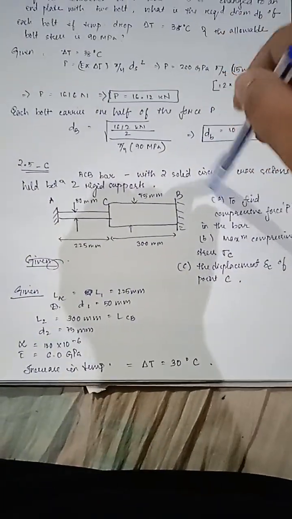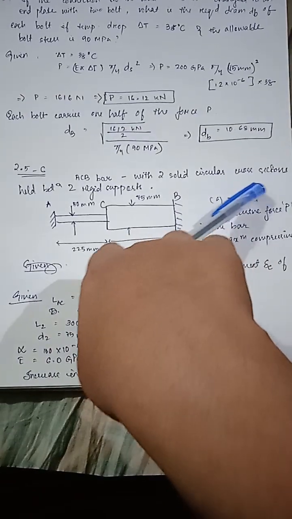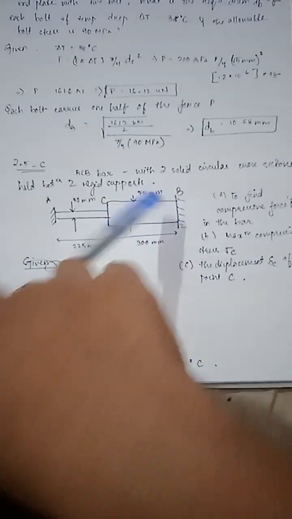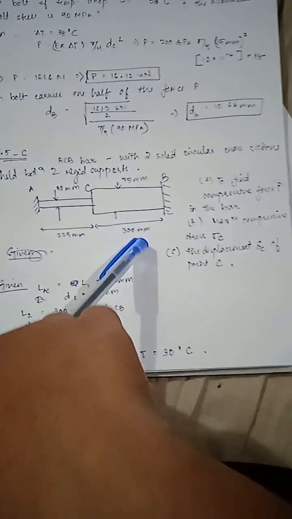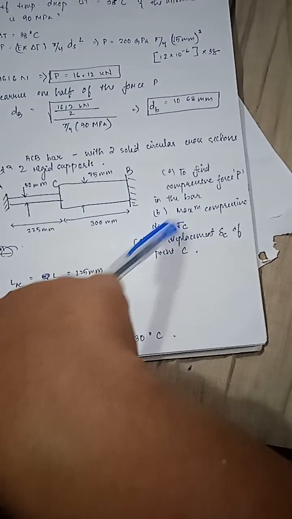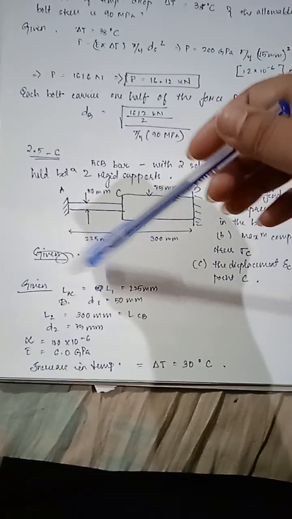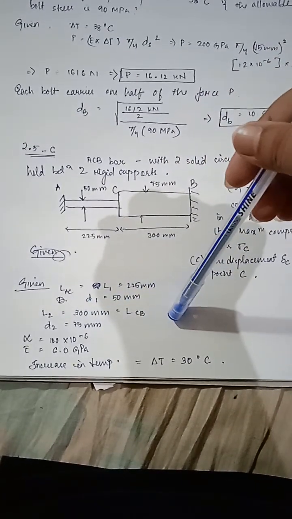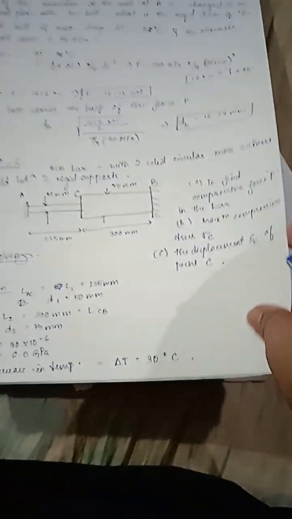Now coming to the second problem 2.5.6, there is an ACB bar with two solid circular cross sections held between two rigid supports. The length of AC is 225 mm and CB length is 300 mm. We have to find out the compressive force P in the bar, maximum compressive stress sigma C, and displacement del C at point C. Given: LAC 225 mm, D 150 mm, E 6 GPa, increase in temperature del T is equal to 30 degrees Celsius.